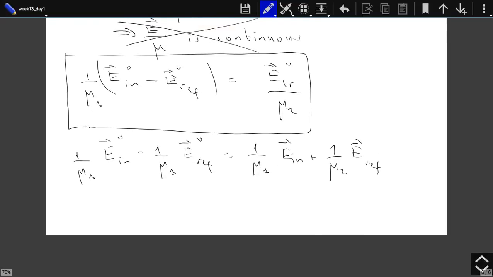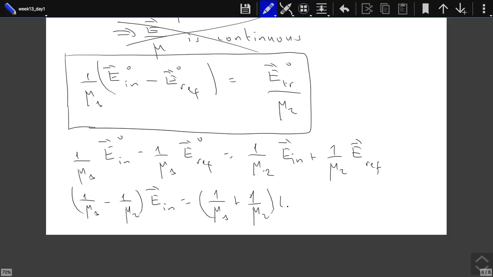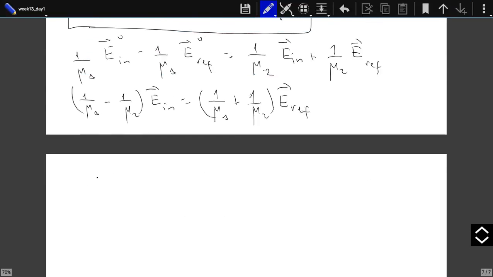So now I can solve for the reflected wave. 1 over mu1 minus 1 over mu2, E incident, is equal to 1 over mu1 plus 1 over mu2, E reflected. Or the E reflected is equal to mu2 minus mu1 divided by mu2 plus mu1, E incident.